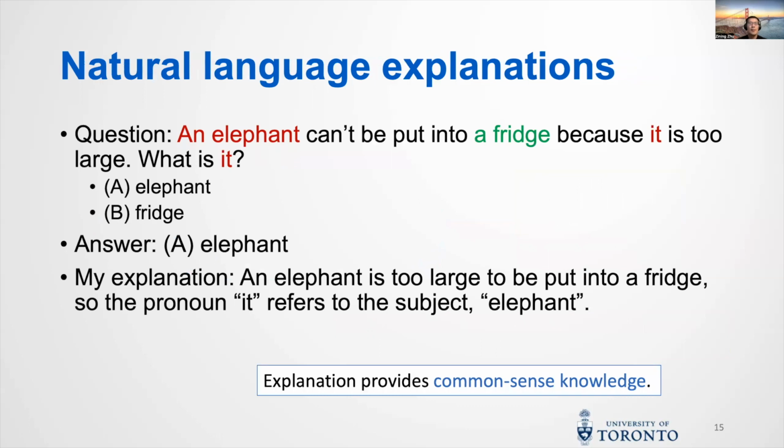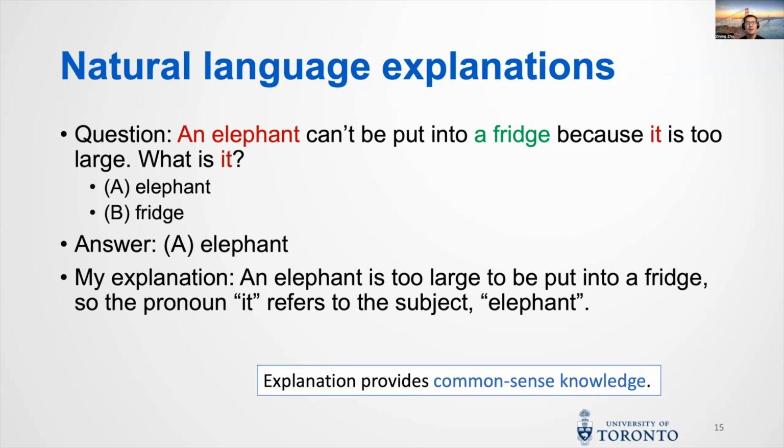That's enough for probing. Let's get to the last section of this lecture, which is natural language explanation. Here is my favorite question that tests the common sense knowledge of the large language models. This question comes from the Winograd Schema Challenge. An elephant cannot be put into the fridge because it is too large. What is it? Is that an elephant or is that the fridge?